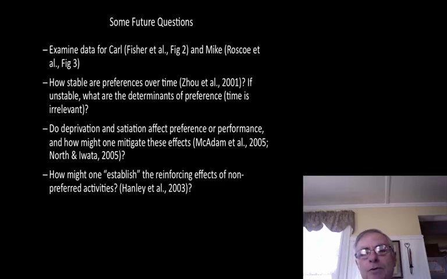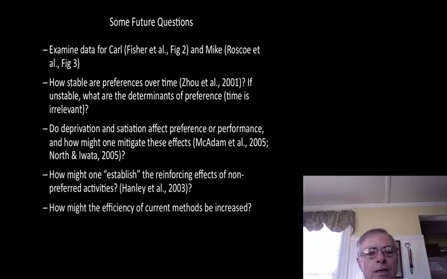How do we establish the reinforcing effect of a non-preferred activity? Fairly simply, let's make it a conditioned reinforcer. Let's pair it with a primary reinforcer and make it something that somebody's willing to work for. There might be other things that we could throw out that would be future questions that would go along with that. And then, how might the efficiency of current methods be increased?